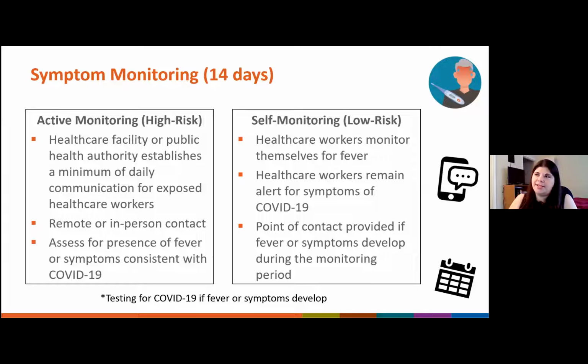For those at high risk, it is active monitoring, where the healthcare facility or a public health authority establishes a regular communication that's either remote or in person to assess them for presence of fever or COVID symptoms. While for self-monitoring among low risk, the healthcare workers really do that themselves and make sure that they check themselves for temperature or for a fever or for symptoms before they report to work and have an individual who they can contact if they develop symptoms.